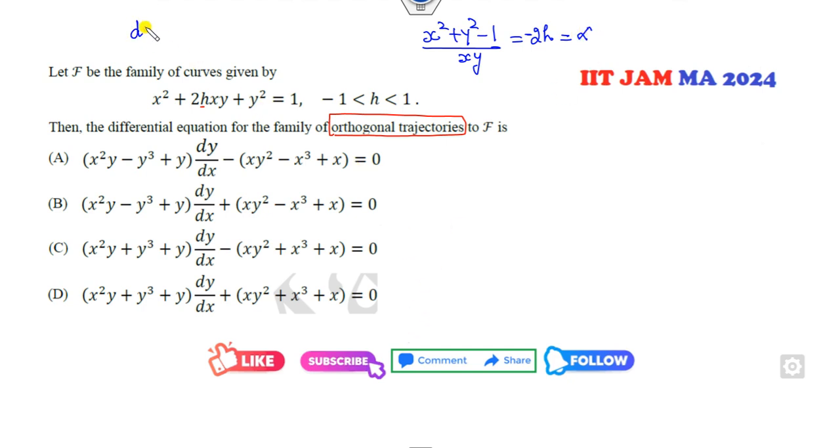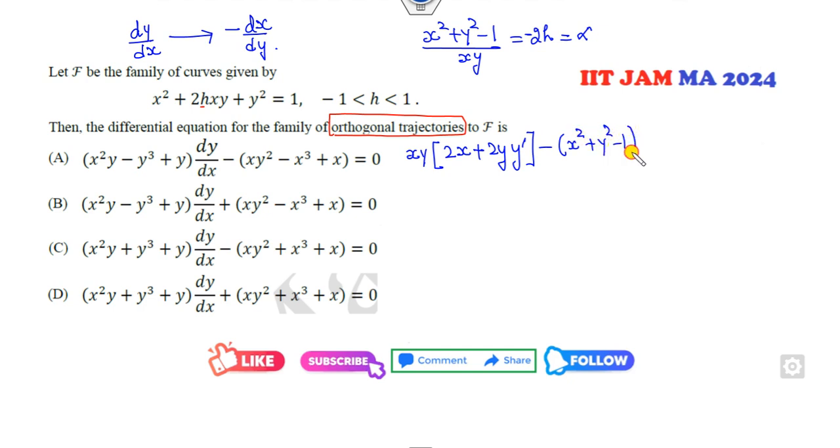What does orthogonal trajectory mean? You start from dy by dx and finally you replace it with minus dx over dy. So can you find the derivative of this? It is xy, 2x plus 2y into y dash, minus x square plus y square minus 1 into xy dash plus y, over it, is 0.